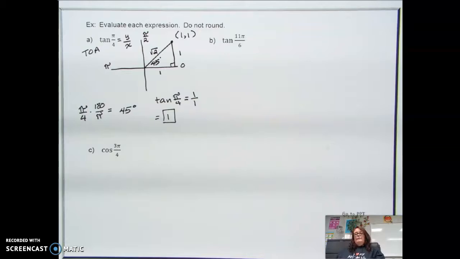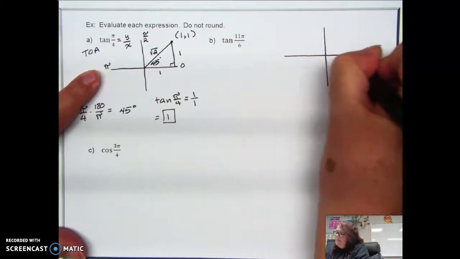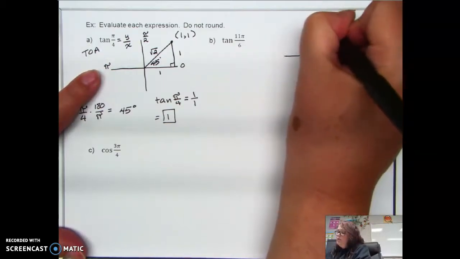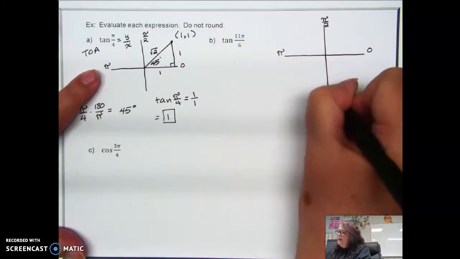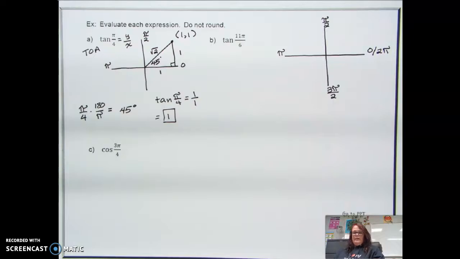So when we look at 11 pi over 6, it looks like it's almost too much, but if I did 11 divided by 6, it's not bigger than 2 yet. So again, this is 0, this is pi over 2, this is pi, this is 3 pi over 2, and this is back to 2 pi. That's one full revolution, okay?